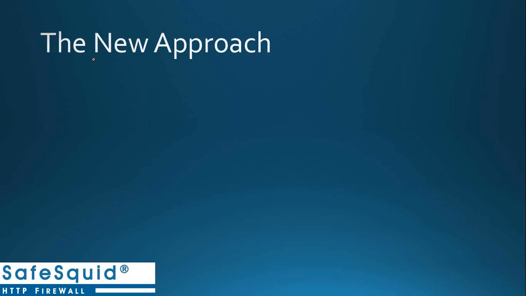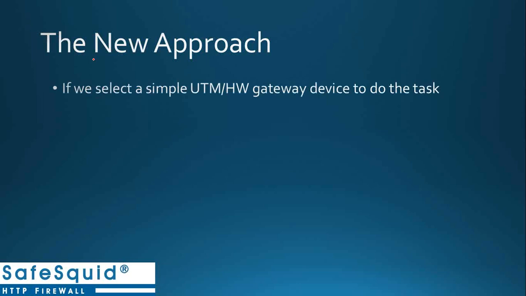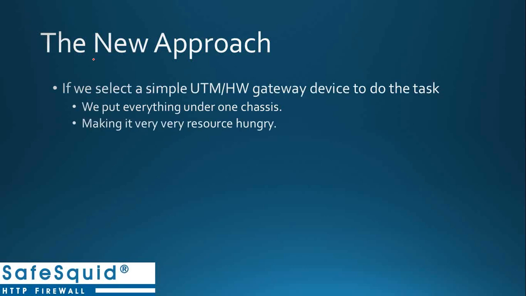So the new approach: if we select a standard UTM or hardware gateway-like device to do this kind of task, what we are essentially doing is putting everything under one single chassis. Because the number of components relying on the proxy server has increased, and we are using a hardware device and trying to club all those components into the same box, we are putting everything under one single chassis. Now what is the problem with that? This makes the device very resource hungry.